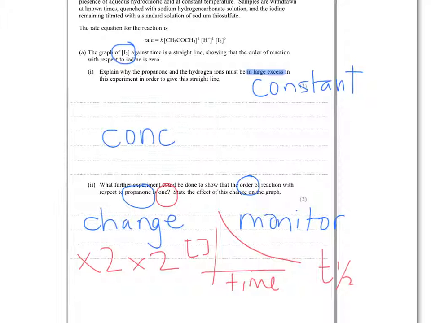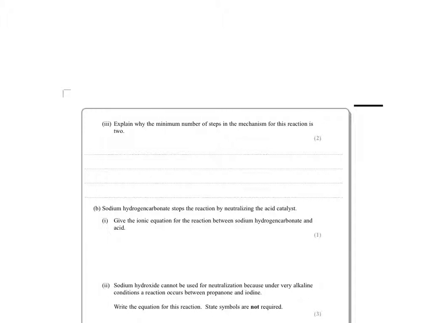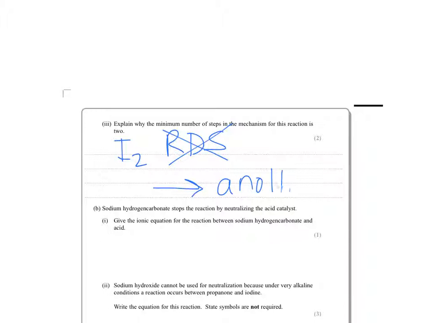The next question asks about why the minimum number of steps in the mechanism must be 2. For this we need to look back at our rate equation. Our rate equation doesn't actually have I2 in it, it's to the power 0, so anything to the power 0 equals 1. So we can say that the I2 does not appear in the rate equation. If I2 does not appear in the rate equation, then that means that I2 does not appear in the rate determining step. If I2 as a reactant is not in the rate determining step, then that implies that there must be another step in the mechanism.